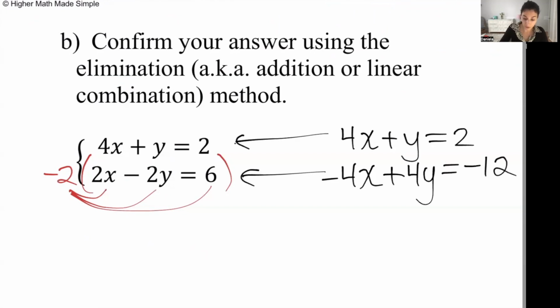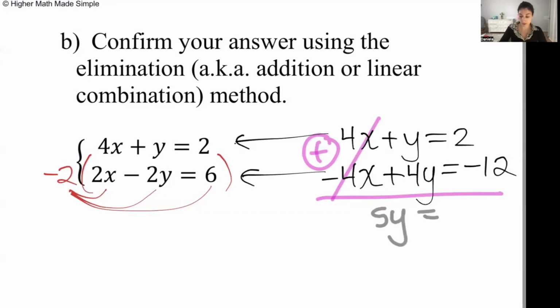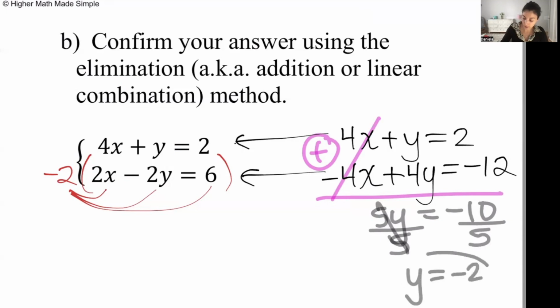Okay, so now when we add them together, opposites cancel. And so adding all the like terms, 1y plus 4y equals +5y. And then 2 plus -12 is -10. And then we're going to be dividing both sides by 5. So y is equal to -2.